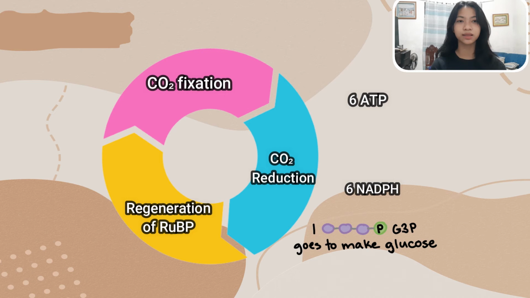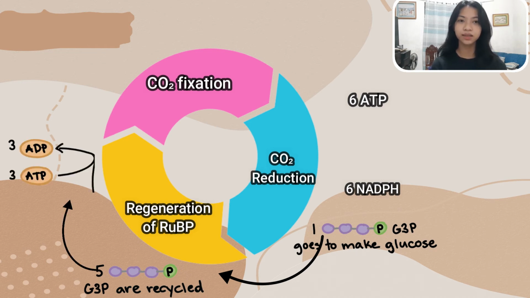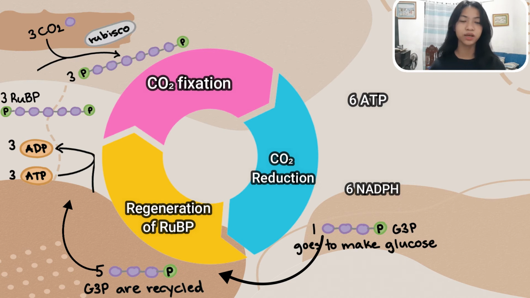One of the G3P molecules is set aside as a building block for glucose, but the majority of the G3P molecules move forward into the third phase of the Calvin cycle. In this phase, ATP is used to combine the rest of the G3P molecules to form RuBP molecules. These RuBP can then combine with additional carbon dioxide molecules, continuing the carbon reactions.